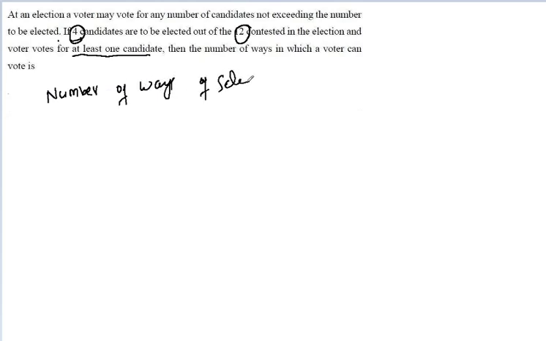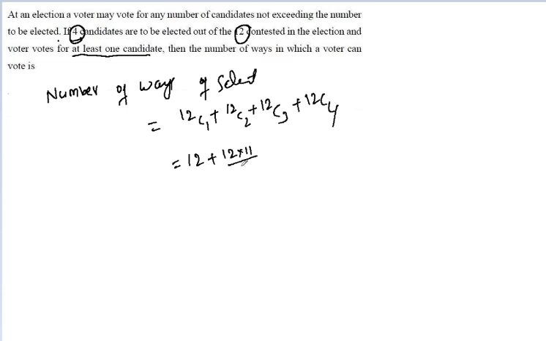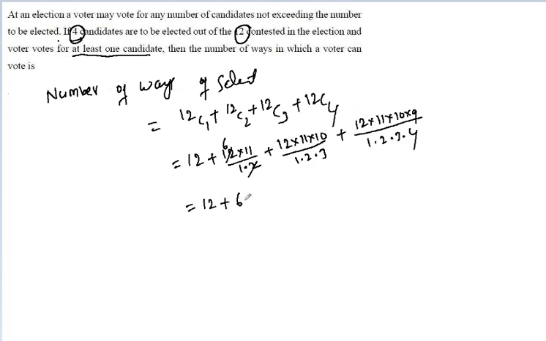So the number of ways of selection, at least one candidate must be selected, that is 12C1, and the maximum number of candidates is 4, that is 12C1 plus 12C2 plus 12C3 plus 12C4. 12C1 value is 12, plus 12C2, that is 12 into 11 by 1 into 2, 12C3, that is 12 into 11 into 10 by 1 into 2 into 3, plus 12C4, 12 into 11 into 10 into 9 by 1 into 2 into 3 into 4.